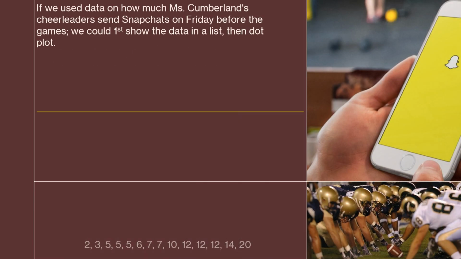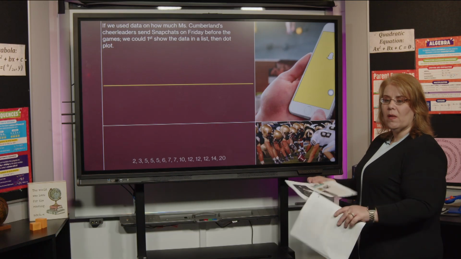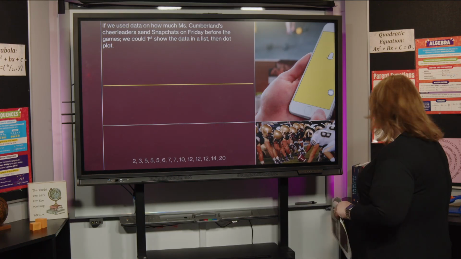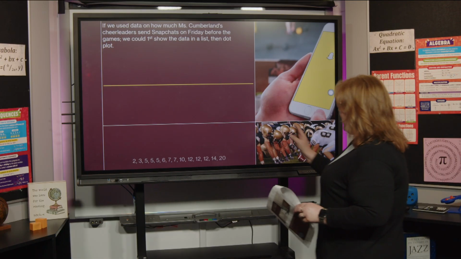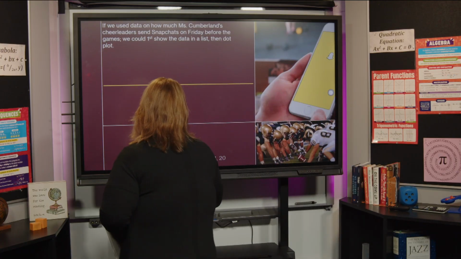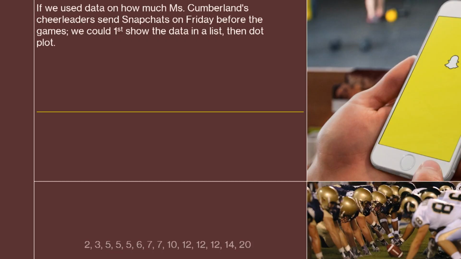So if we use data on how many Snapchats Miss Cumberland's cheerleaders sent on Friday before the game, we could first show the data in a list and then a dot plot. So let's go ahead and work. I'm going to work it here on the board while you work on your paper, and let's see what we can find. So we have the data down here at the bottom, and we've already put this data set in numerical order, as we always should.